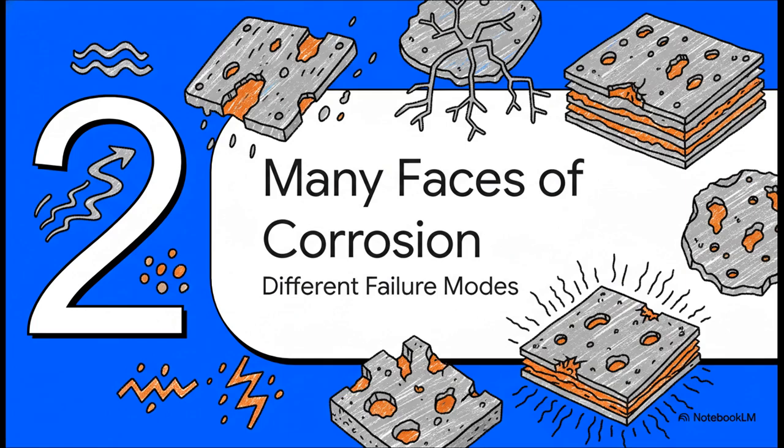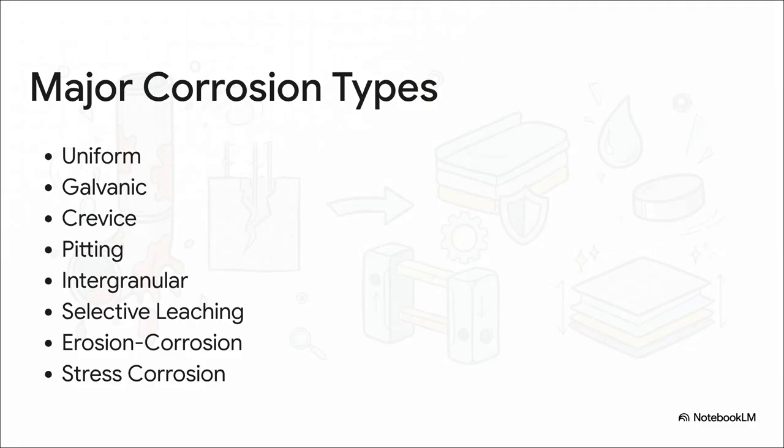And this attack, it doesn't just happen in one way. Not at all. Corrosion is actually a whole family of different failure modes, and each one has its own unique way of causing damage. If you want to fight it, you've got to know your enemy. So here are 8 of the most common types that engineers have to deal with. Now, we're not going to go through all of them, but you can see right away how complex this gets. You've got things like galvanic corrosion, which happens when 2 different metals are in contact. Then there's stress corrosion, where a part literally cracks under tension in the wrong environment. Each one needs a totally different game plan to prevent it.